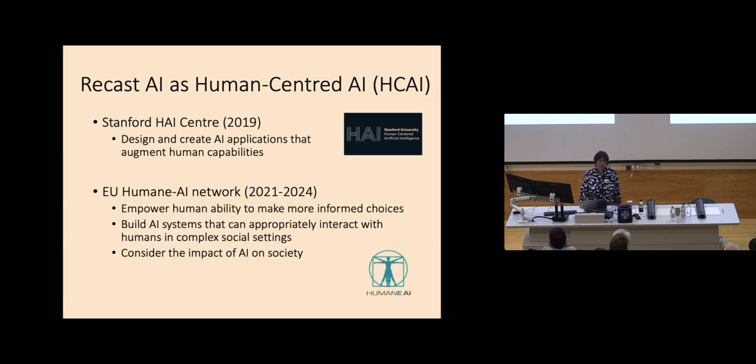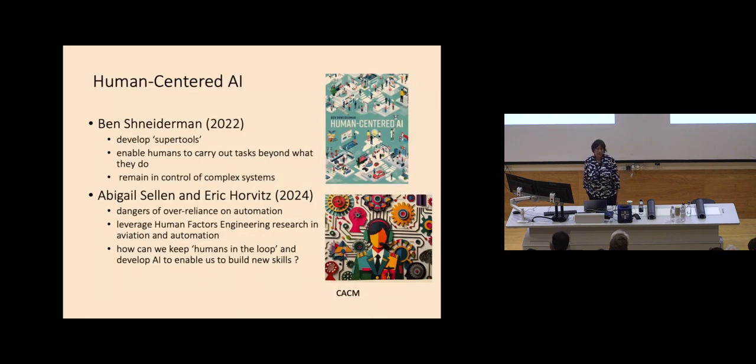There have been others too who've talked about human-centered AI, and Ben Shneiderman in 2022 published a book, and he's one of the biggest people, bigger than me, in HCI, and he argued that we should be developing super tools that can allow us as humans to carry out tasks way beyond what we could do by ourselves, but we should remain in control of complex systems. He's very much about humans being in control rather than handing it over to the AI.